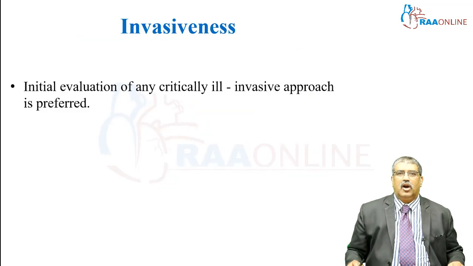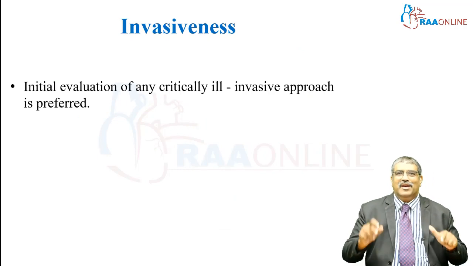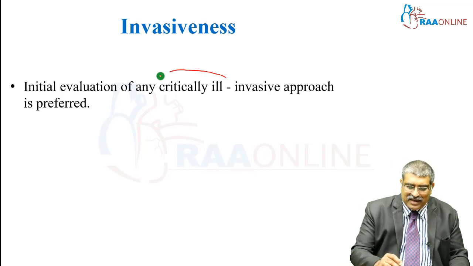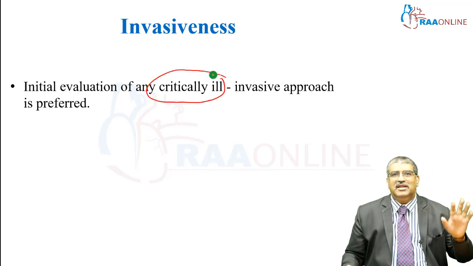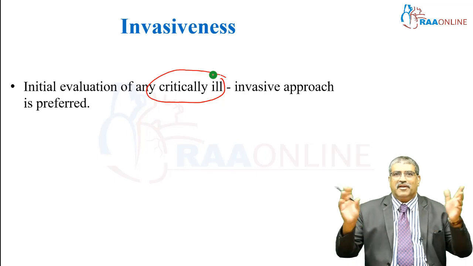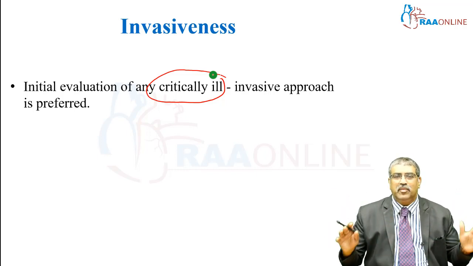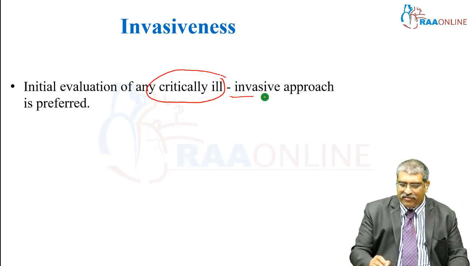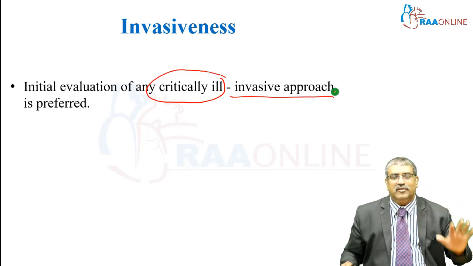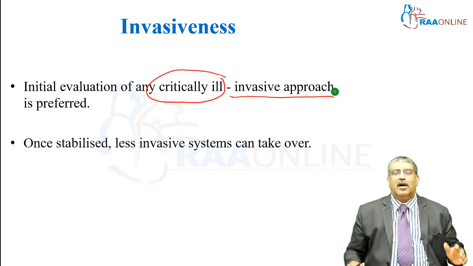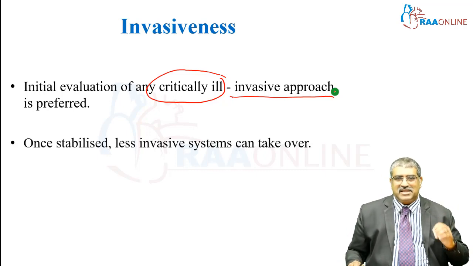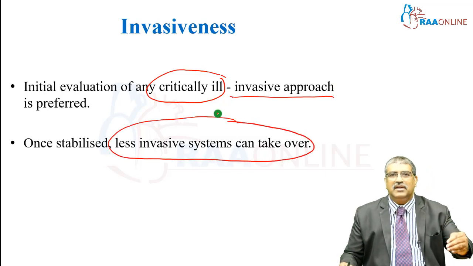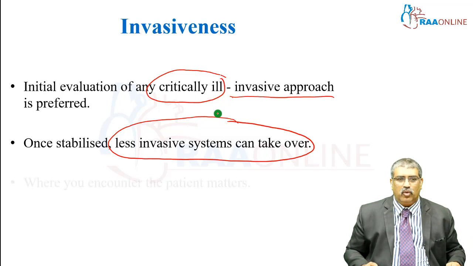Now, coming to the invasiveness of the monitoring. In case of a critically ill patient, in the initial evaluation, for example, the patient is having diabetic ketoacidosis or is in a hemorrhagic shock or something, in those cases, a definitely aggressive, invasive approach is preferred. But once the patient is stabilized, a less invasive system like an arterial line or a CVP can take over.